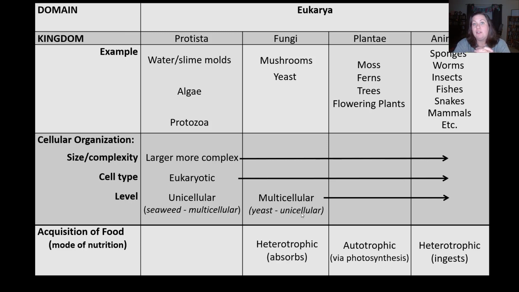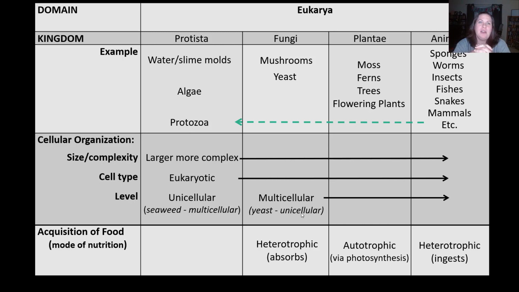Fungi is also heterotrophic, but it doesn't ingest the food like we do. It digests it outside of the body and then absorbs it into their body. And if we look at Protista, Protista is going to vary because it has 3 little groups that kind of act like the other kingdoms.